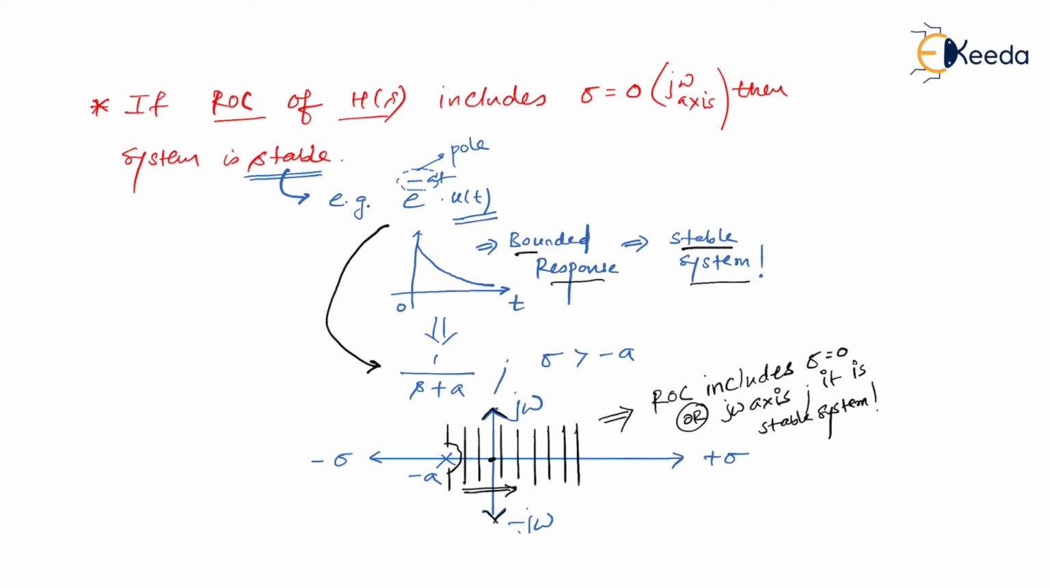And the extra knowledge is that if ROC includes j omega axis, listen to my statement very, very carefully. When ROC includes j omega axis, then for that function, even a Fourier transform does exist. I repeat, for a particular function F of s, if you have drawn the ROC, and within that ROC even the j omega axis is included, then for that function, even a Fourier transform is possible.